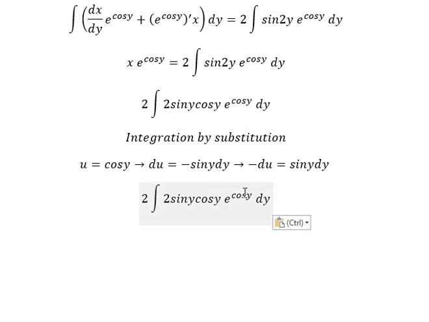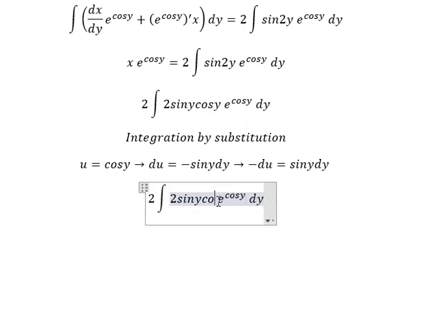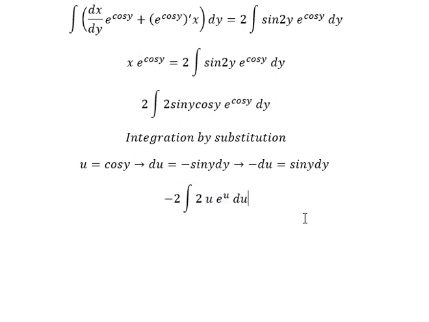So cosine y we change for u. Sine y dy we change for negative du. So negative number 2 with number 2, we have negative number 4.